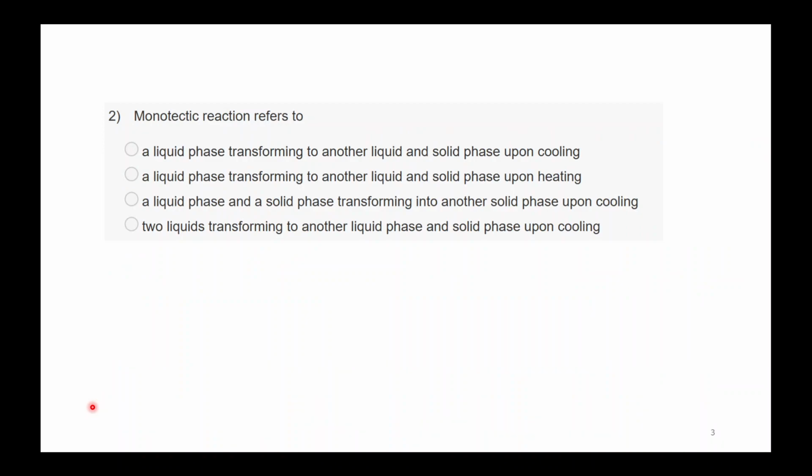The second question is: monotectic reaction refers to. Your options are: a liquid phase transforming to another liquid and solid phase upon cooling; a liquid phase transforming to another liquid and solid phase upon heating; a liquid phase and a solid phase transforming into another solid phase upon cooling; and two liquids transforming to another liquid phase and solid phase upon cooling. In the case of monotectic, one liquid converts into another liquid plus a solid phase upon cooling. So this will be your answer.